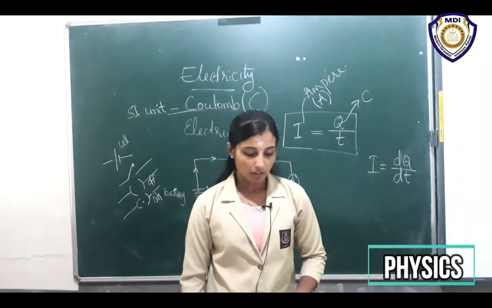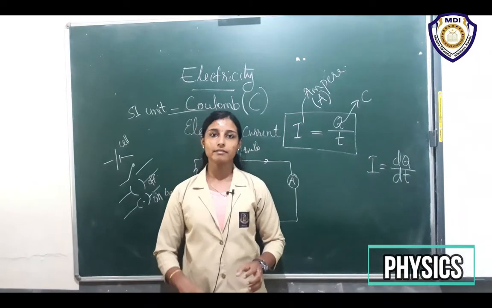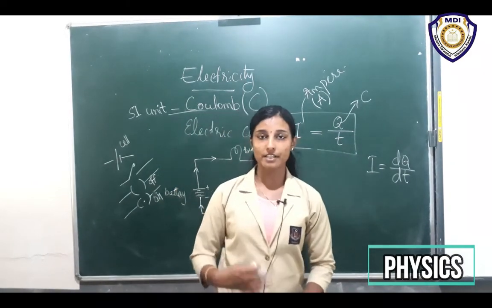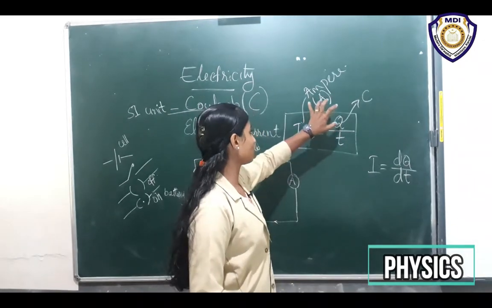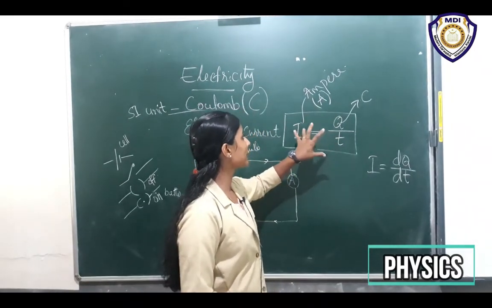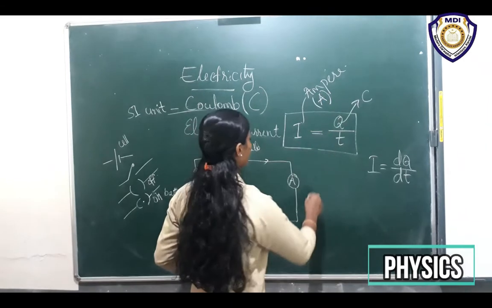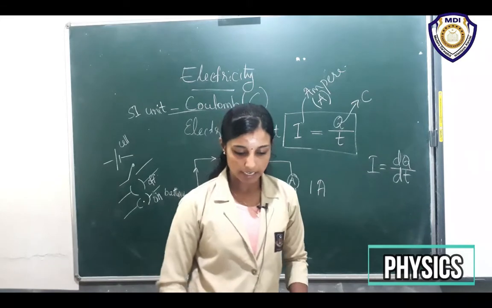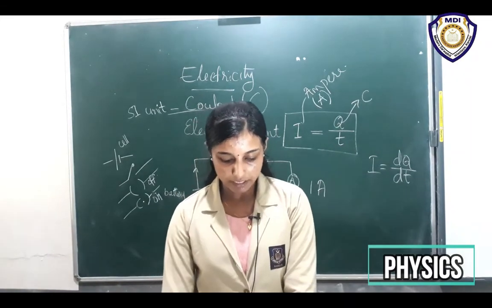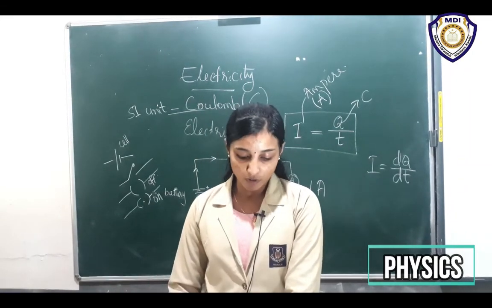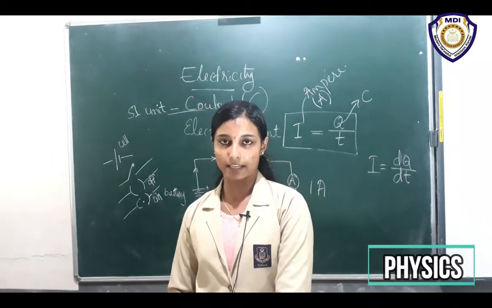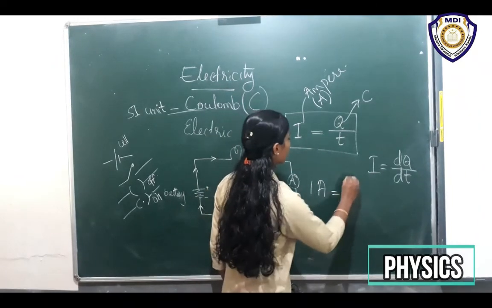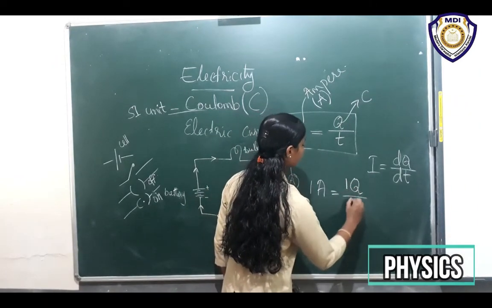And now we can define 1 ampere. What is ampere? Ampere is the unit of electric current. So from here we can define 1 ampere. What is 1 ampere? 1 ampere is constituted by the flow of 1 coulomb of charge per second. That means 1 coulomb of charge per second. 1 ampere is equal to 1 q by 1 t.